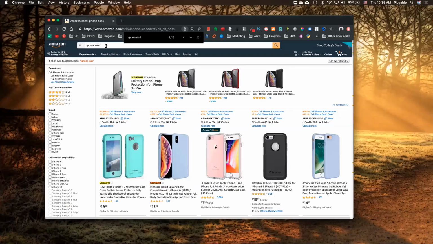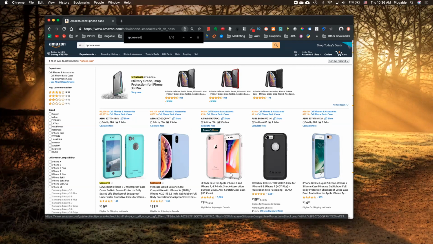So let's say I type iPhone case here on Amazon.com, and I just do a browser search, which is either Control F or Command F, depending on whether you're Windows or Mac, and just look for the word sponsored, okay? And then you will see, depending on the layout, depending on whether you're checking on a device or a desktop, you'll see different numbers here. So for example, on this page, there are 16 sponsored ad placements.